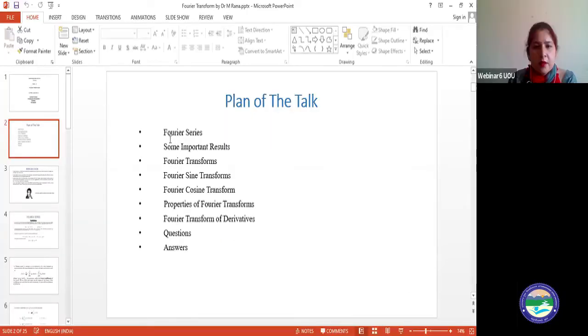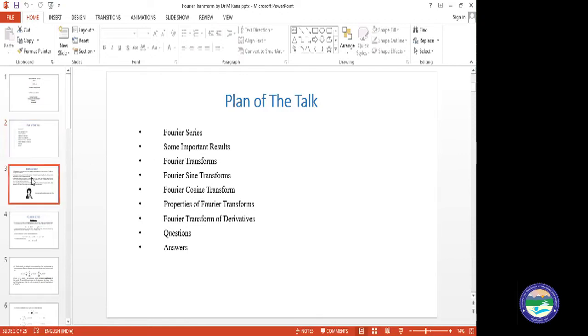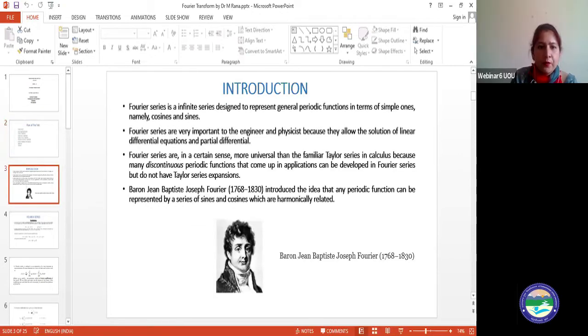So we'll discuss the Fourier series and its expansion, the Fourier transform, and the Fourier sine and Fourier cosine transforms, and some properties of the Fourier transform, such as the shifting theorem and some other properties. We'll also discuss how to calculate the Fourier transform of derivative functions. And then we'll do some examples.